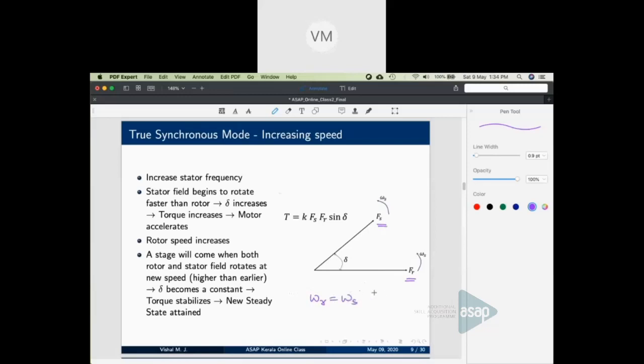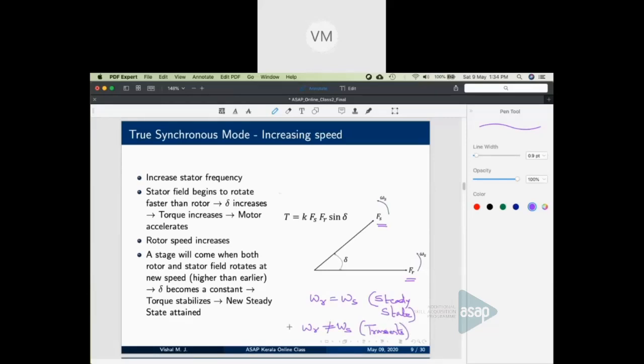Is it always? It's only during steady state. During steady state. What about transient condition? The rotor speed is not equal to synchronous speed during transients. Okay, this you must remember.